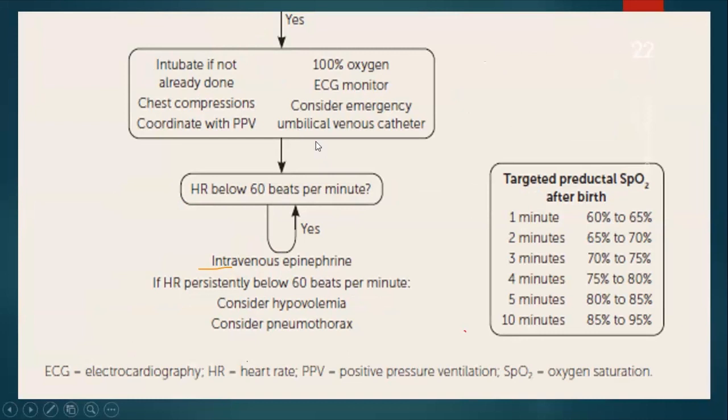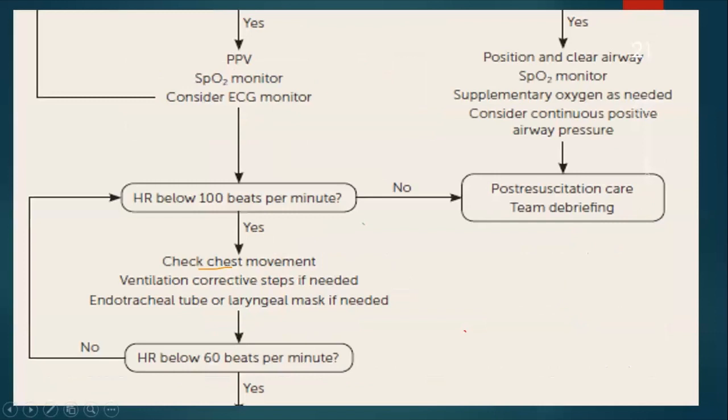Then umbilical catheterization should be considered by now, because if the child is not responding to chest compression, we continue to medication administration. Then after another 60 seconds, if the child's heart rate is still less than 60, we administer intravenous epinephrine. If the heart rate responds, we consider hypovolemia, poor peripheral perfusion, or increased intrathoracic pressure with pneumothorax as differentials, if the child is still not responsive to chest compression and volume administration.